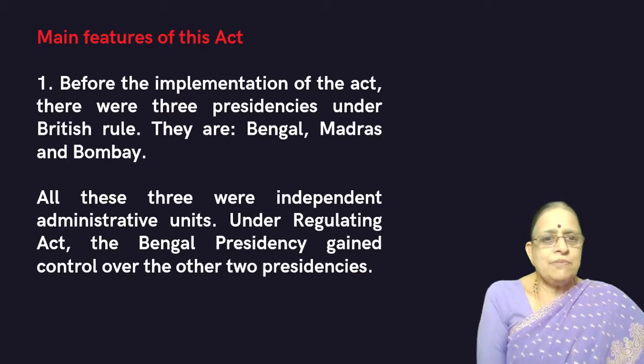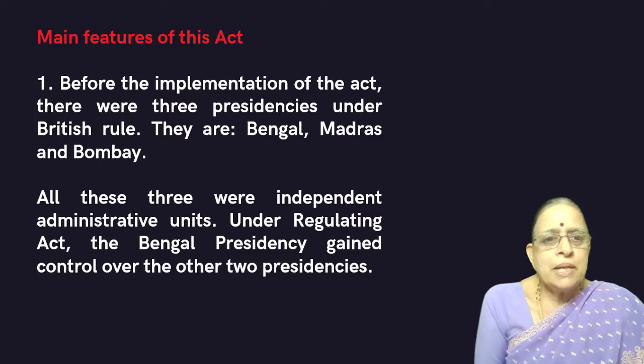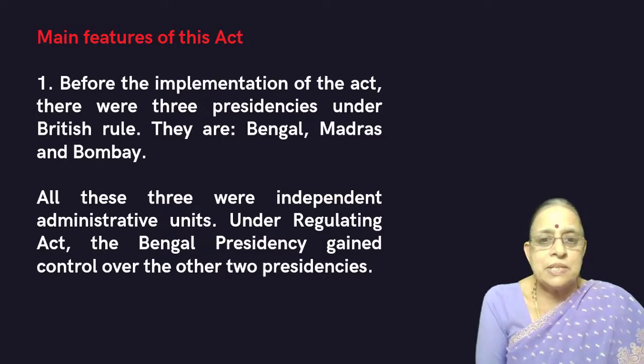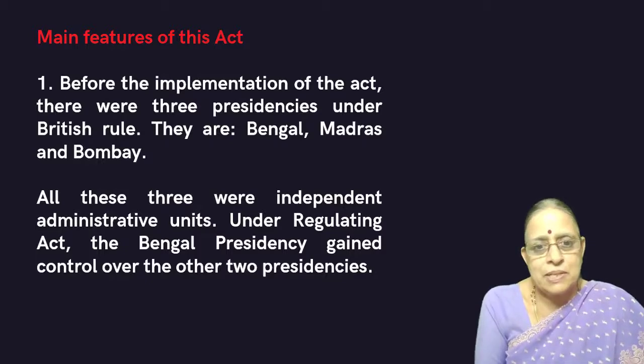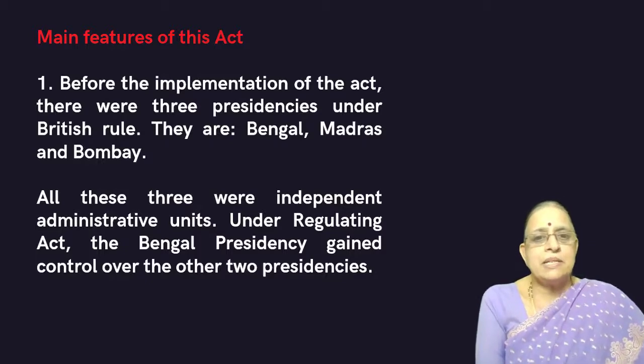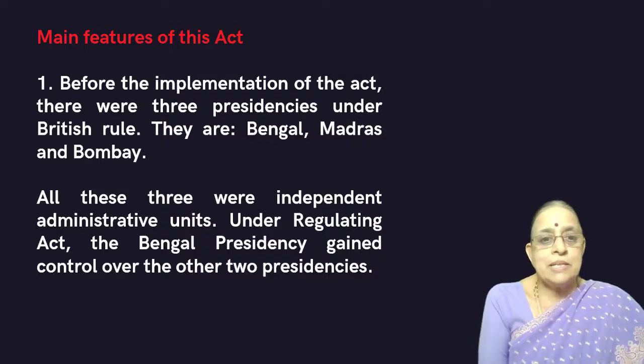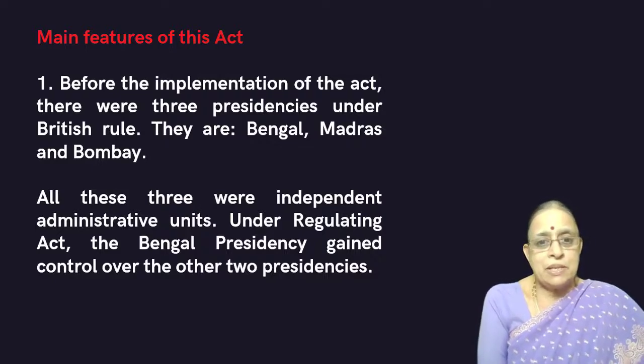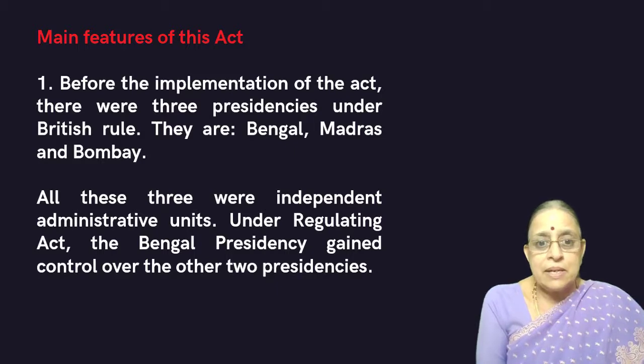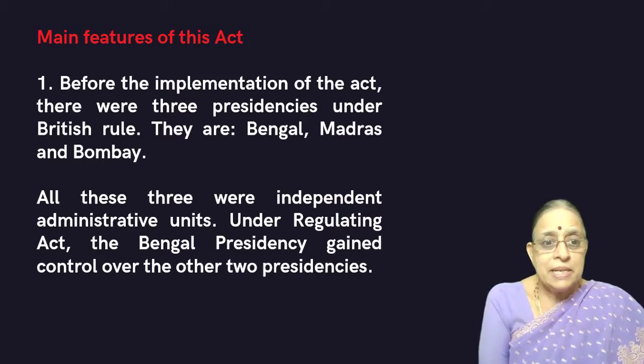Main features of this act. Before the implementation of the act, there were three big regions or provinces, which the British called presidencies. They were Bengal, Madras and Bombay. These three were the major trade and commercial centers of the English in India. So there were three presidencies.